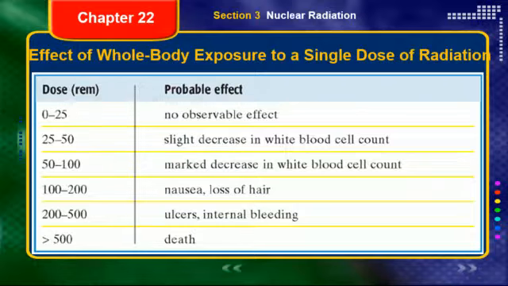Once you get up to 200 to 500 rem, that's when you actually start having ulcer generation. It creates ulcers, and you will start to bleed internally. The small blood vessels that hold your blood together will begin to rupture, and you'll simply start to bleed internally. And once you start to get above 500, there ain't no coming back from that.